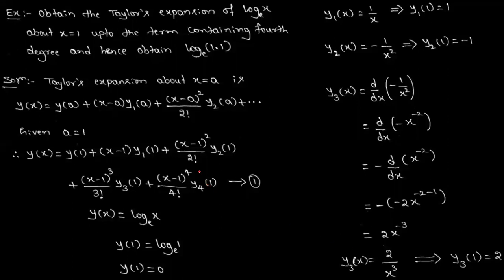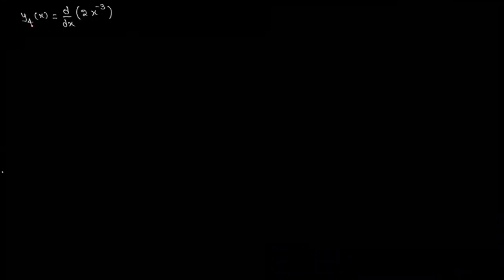Now let us find what is y4. How do we find y4? By differentiating y3. Let us differentiate y3 now in the same way. So differentiation of y3 is y4.